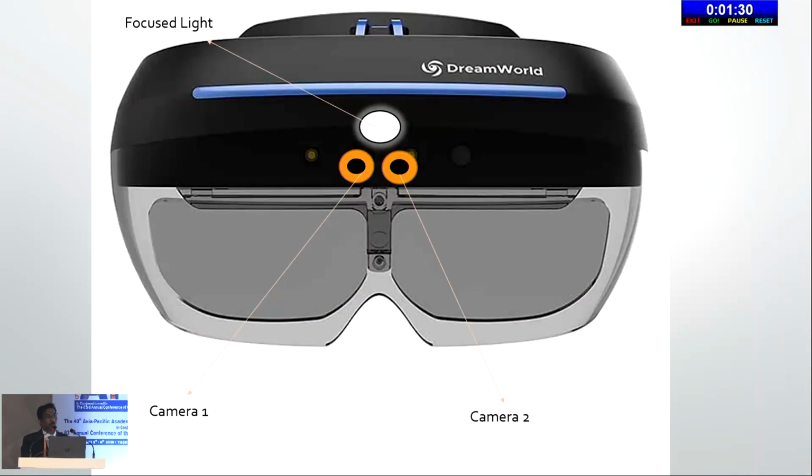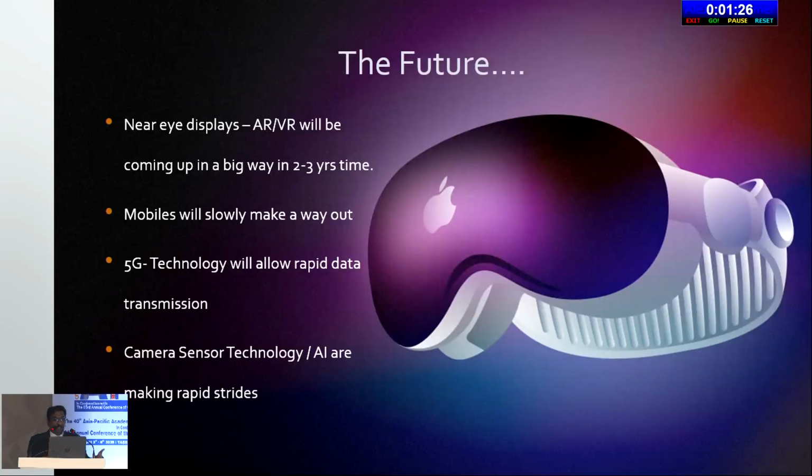So this is how I would want the indirect ophthalmoscope to look like in future. With Apple getting into the AR/VR game, mobile phones are likely to make a way out. 5G technology will allow rapid data transmission, allowing real-time data transfer, and camera sensor technology also is making huge strides. Using all this put together, if we can come together and create a device like this, it can be a game changer for ophthalmic examination and teaching purposes.